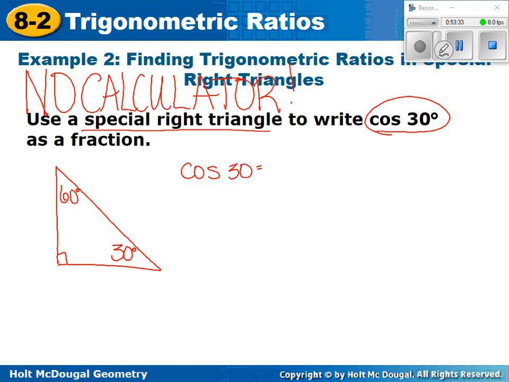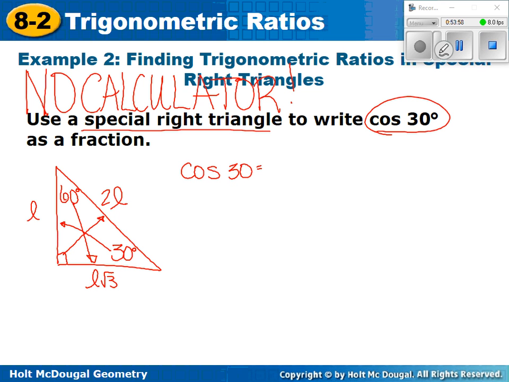What is across from the 30? L. What's across from the 60? L square roots of 3. What's across from the 90? 2L. And you're going to, again, have to memorize it or you won't be able to work these problems. So you should be writing this down to have this example.